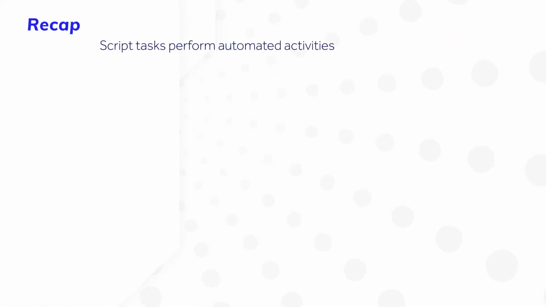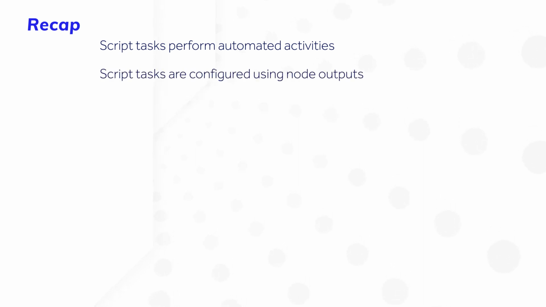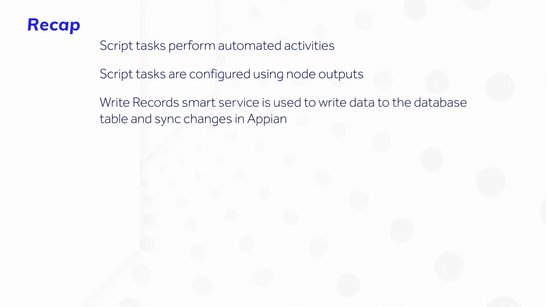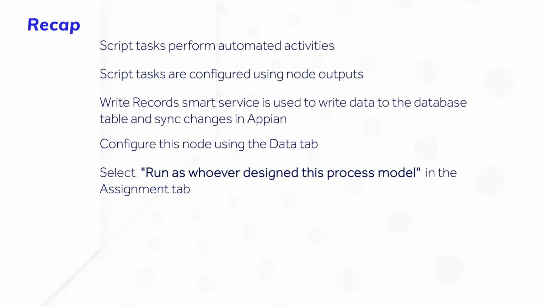Let's recap. Script tasks are used to perform automated activities. For example, you can use them to capture the metadata that your user won't type into a form. Typically, script tasks are configured using node outputs. The Write Record Smart Service is used to write data to the database table and sync changes in Appian. Configure this node using the Data tab. Use the Outputs tab to pass the primary key value back into the process. To ensure this node always runs, select Run as whoever designed this process model in the Assignment tab, and you can only update a single record type at a time.